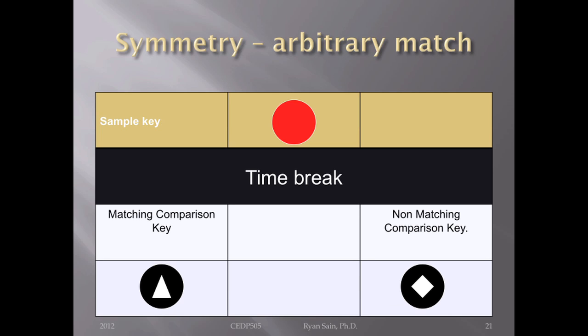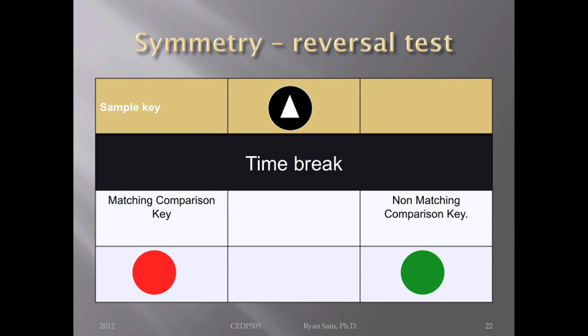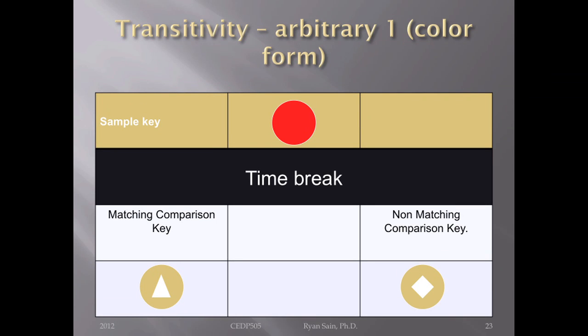All right, here's an arbitrary match. This is symmetry, and an arbitrary match means that we just picked something and we're matching it with something completely else. So there's something completely different. So now red is being tied in with the triangle and not the diamond. See, there goes that yawning again. And then we get the reversal test. After we train that, we should be able to say, okay, the white triangle equals the red key.